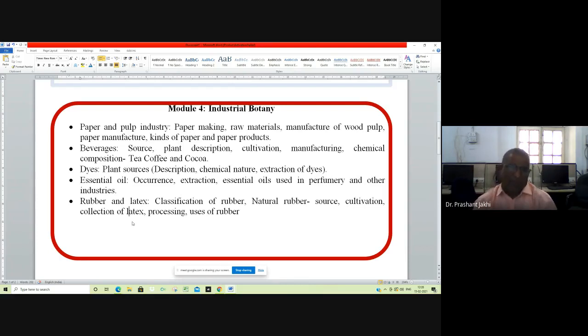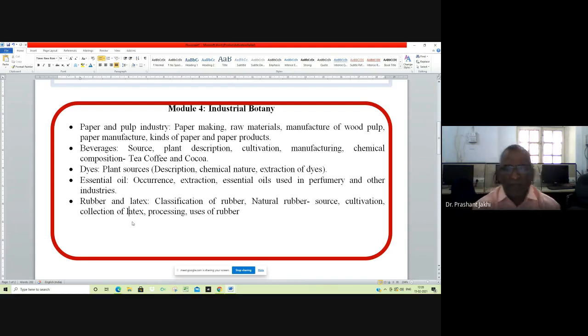Then essential oils. I think it is well known to you. We are using a variety of oils, edible and non-edible. Here we come across the essential oils: how and where these essential oils occur, how they are extracted, and how essential oils are used in perfumery and other industries. So these are the things which we are going to study as part and parcel of essential oils in industrial botany.